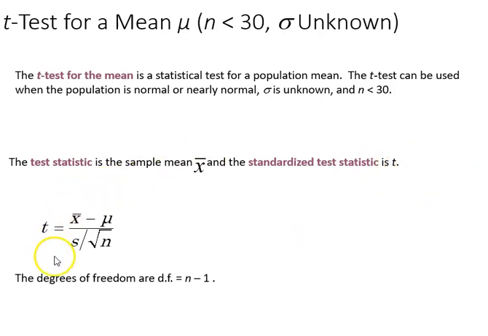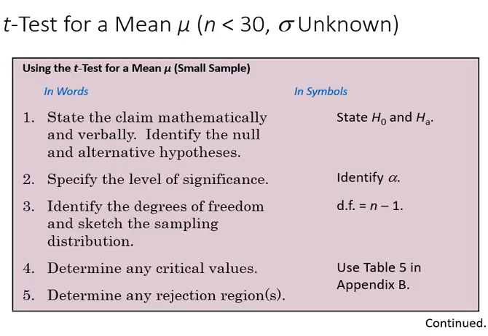And to calculate t, we subtract the population mu from our sample average, x bar. And that's divided by the sample standard deviation over the square root of our sample size, n. And the degrees of freedom are always n-1 in this case.